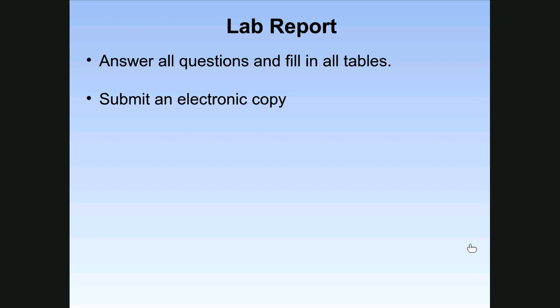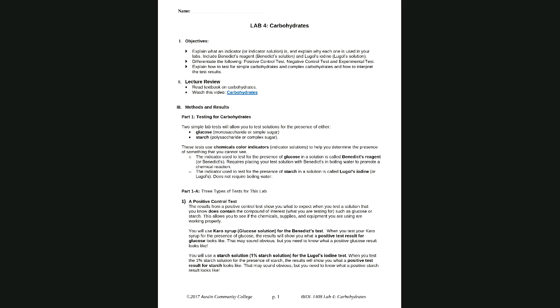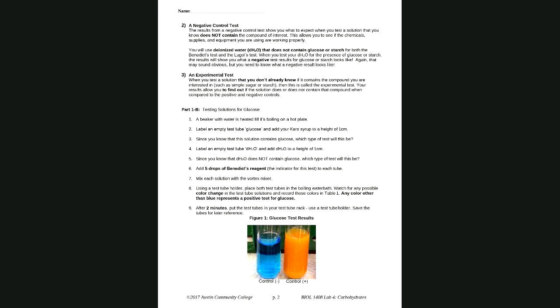Okay, let me pull this up. This is a PDF that you have. It starts off with the objectives, and then you'll see it initially goes into the testing, which is the first objective, the chemical color indicators, Benedict's and Lugol's. What it'll do then is transition into the positive controls, then it'll move into the negative controls, and then it'll move into the experimental test.